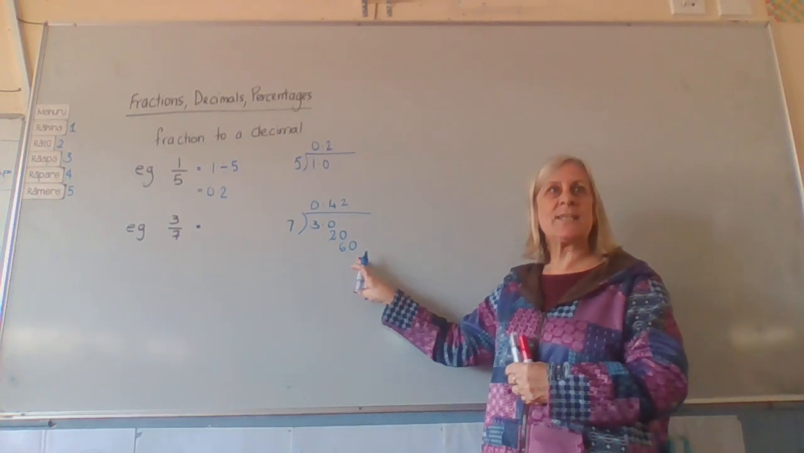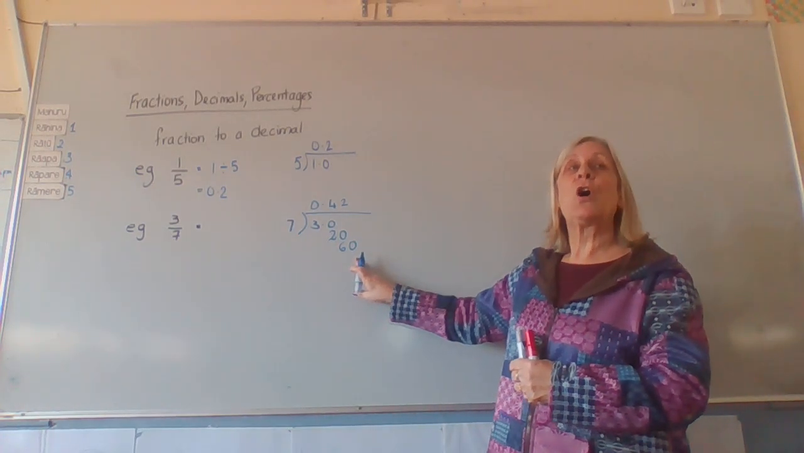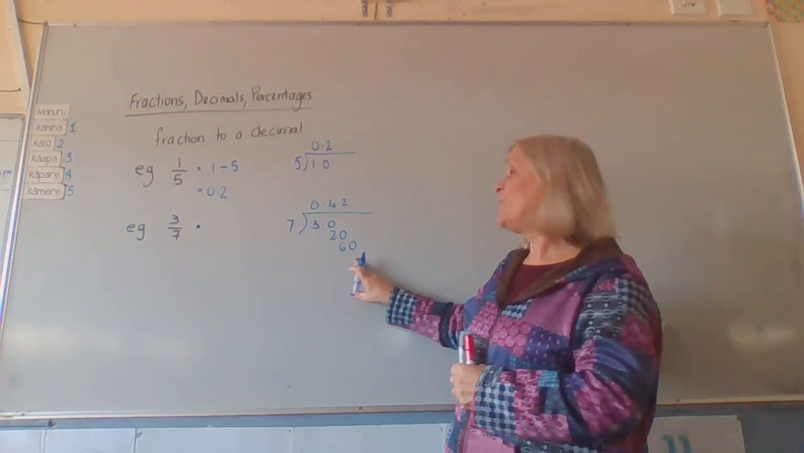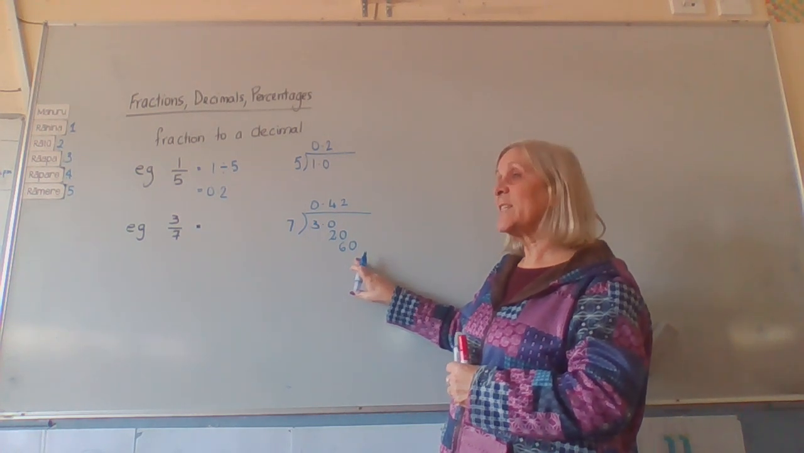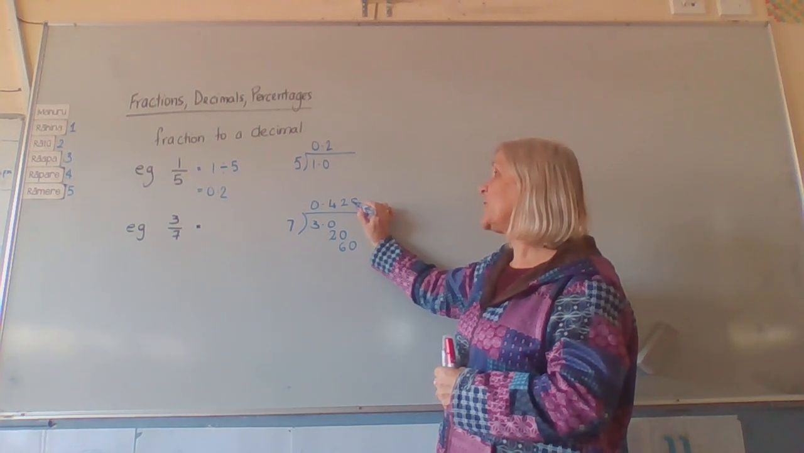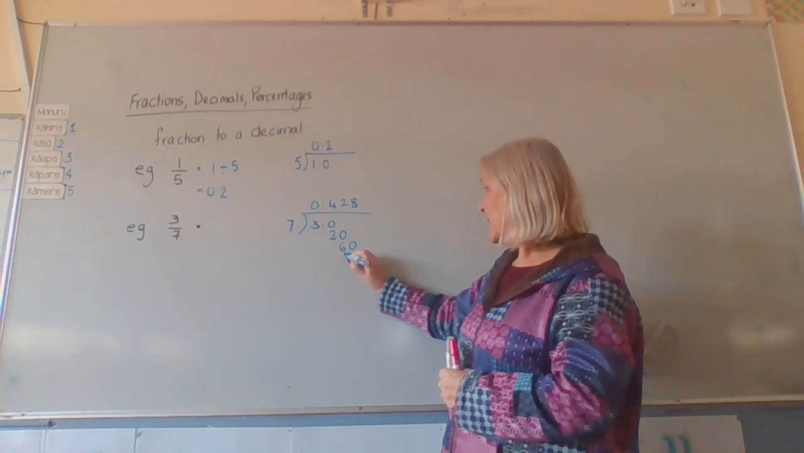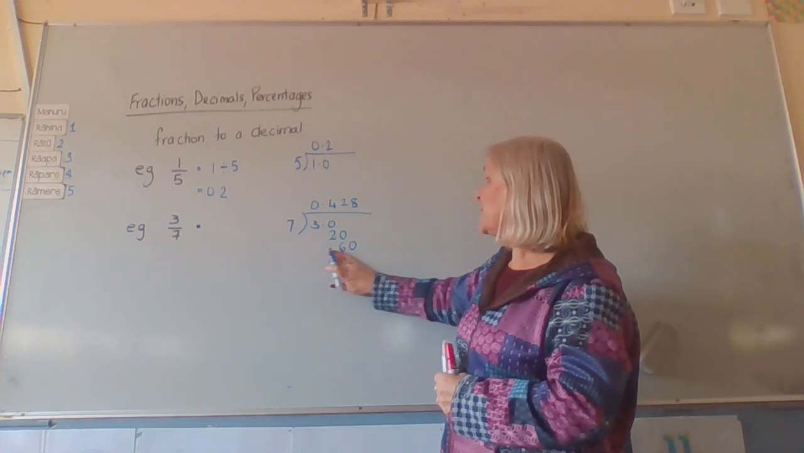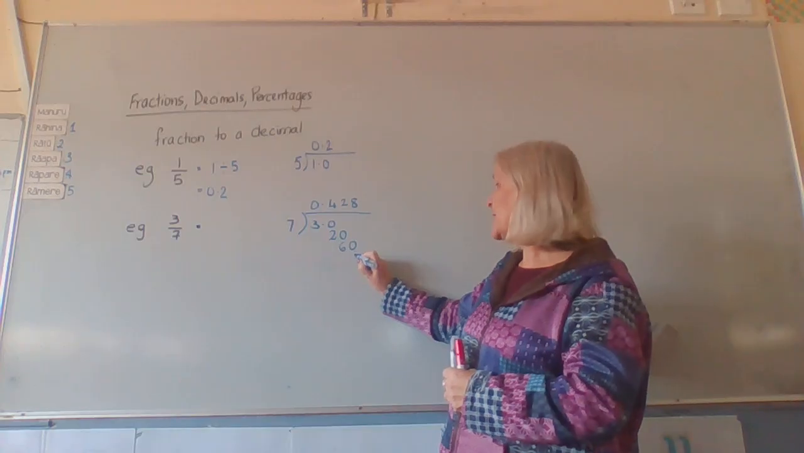7s into 60 go 8 times, which is 56, right? So we take 56, that means there is 4 left over.